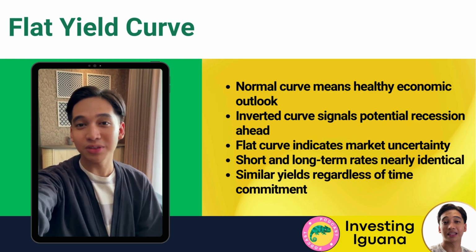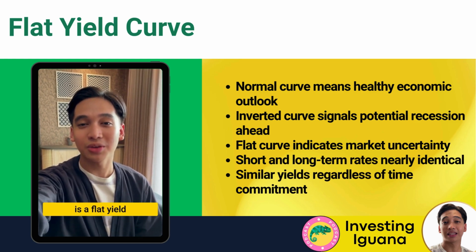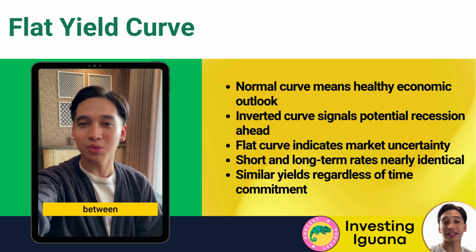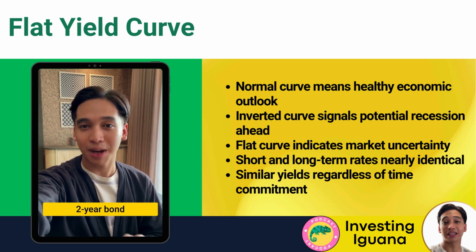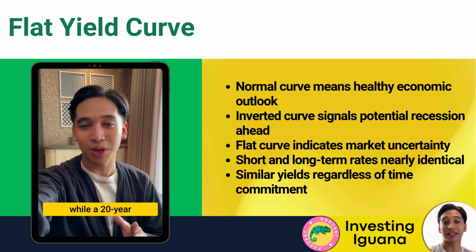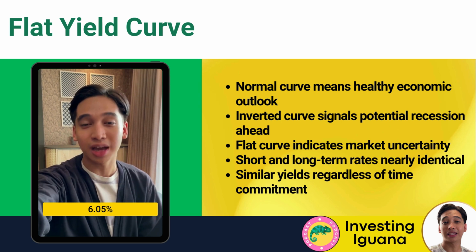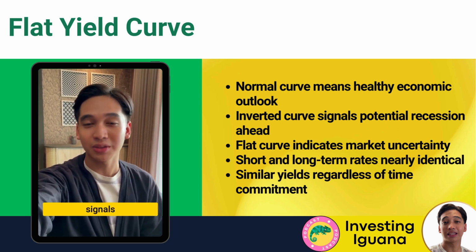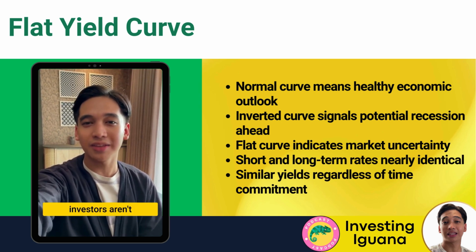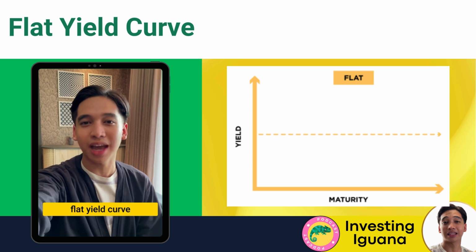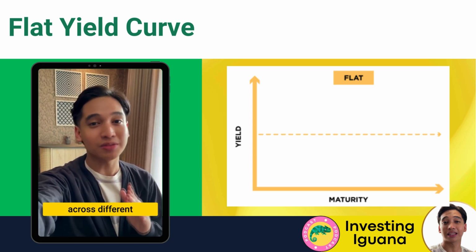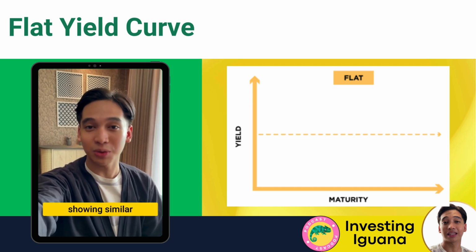Flat yield curve. The third type is a flat yield curve, where there's little difference between short-term and long-term rates. For instance, a 2-year bond might offer 6%, while a 20-year bond offers 6.05%. This usually signals uncertainty in the market. Investors aren't sure which way things are heading. On our graph, a flat yield curve would appear as an almost horizontal line across different maturities, showing similar yields regardless of time commitment.